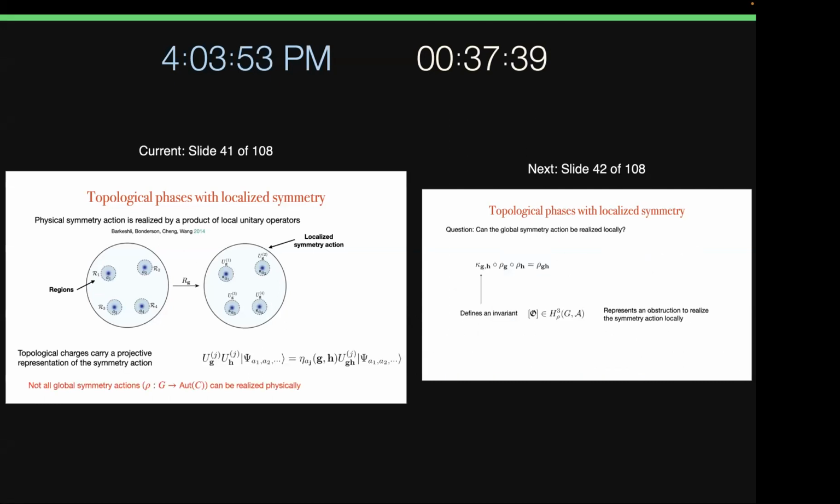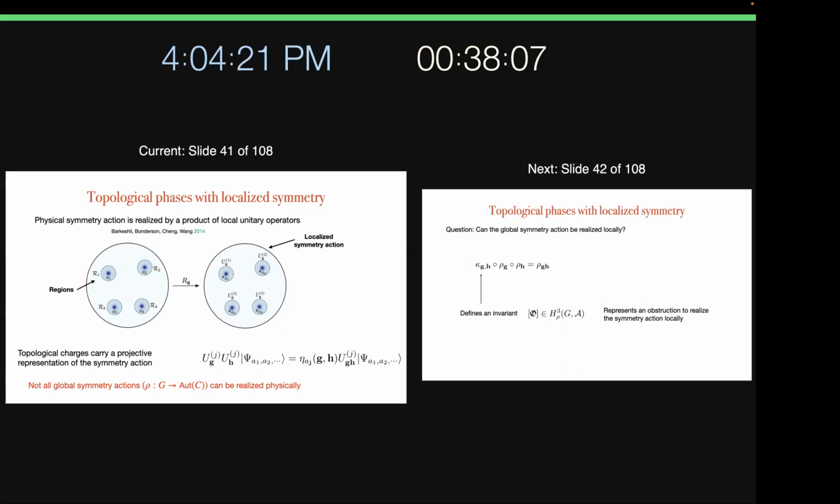Okay, and so one can show that those localized unitary matrices satisfy a projective condition shown here. And the projective phases that we pick up, we call eta. Okay, so those etas relate the localized symmetry action of G and H to the localized symmetry action of GH.